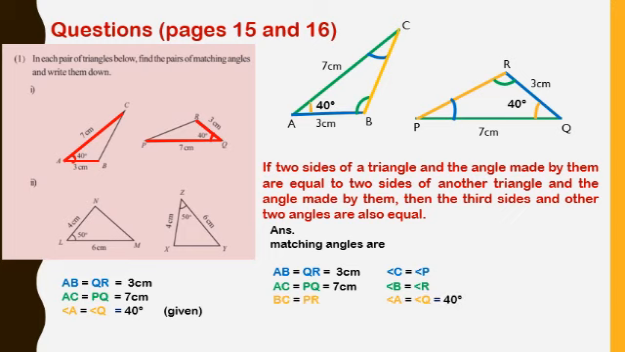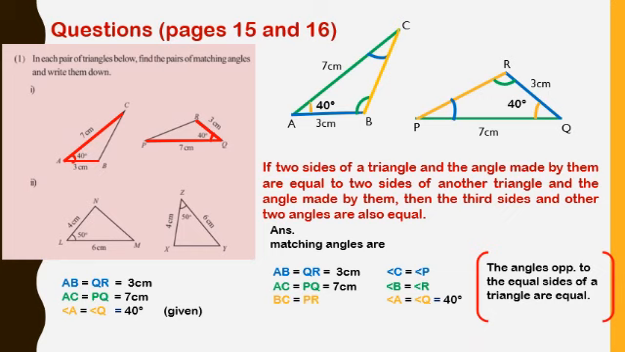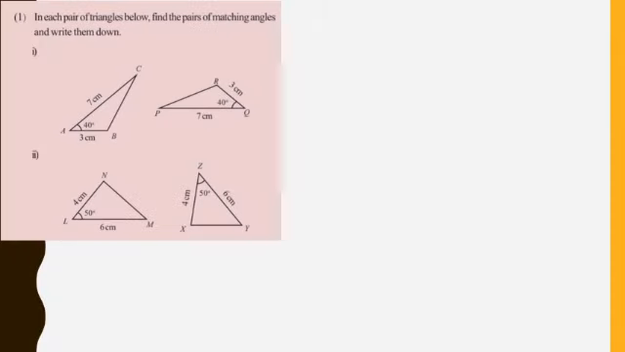Next side is BC equal to PR. Here angles opposite to BC and PR are angle A and angle Q. That is given, that is 40 degree. So we can write angle A equal to angle Q equal to 40 degree. These are the angles opposite to the equal sides of the triangle. So this is the answer. It's very simple, right? Now let us see the second part of the first question.